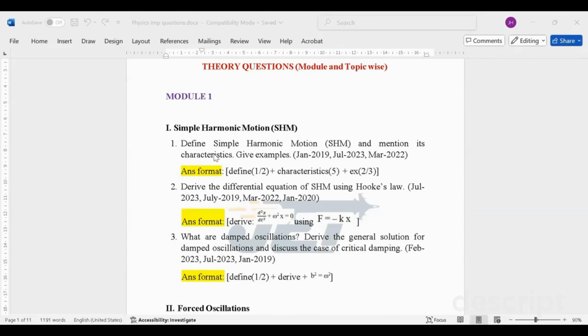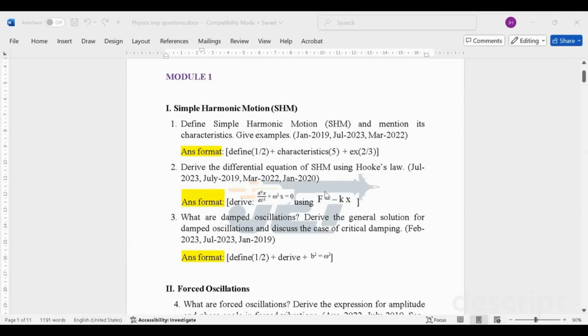So the first question, define simple harmonic motion and mention its characteristics. Give example. So from the first question, you have to first define it. Then you have to talk about the characteristics, a total of 5 points based on the marks, you can write accordingly. And then you have to give an example, minimum 2 examples, right?